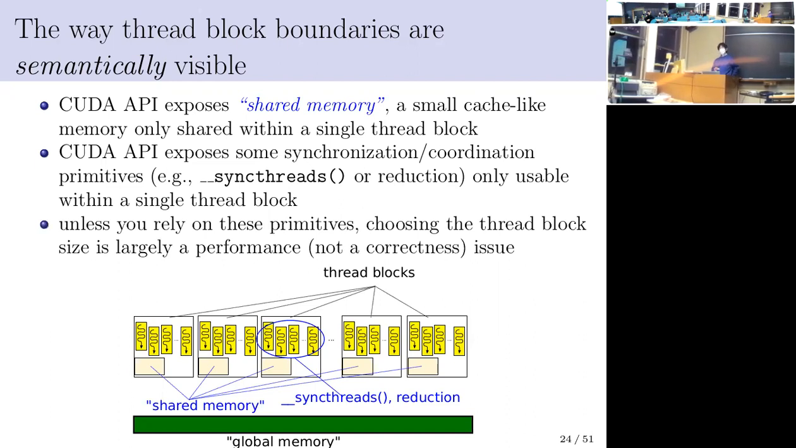So actually, unless you rely on one of these primitives, the boundary between thread blocks is largely invisible from the programmer's perspective. You can consider them just a bunch of threads without worrying too much about where the boundary between thread blocks is. But these two tools, shared memory and sync threads, are important for performance reasons. And these are two ways the boundary becomes visible from the programmer's perspective.